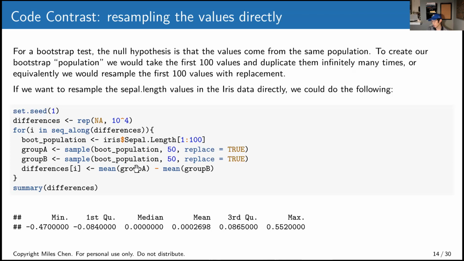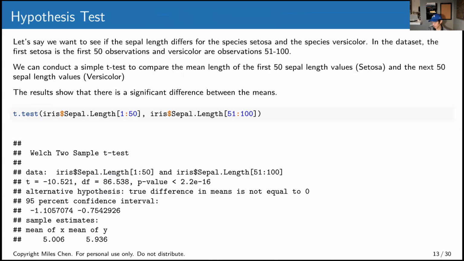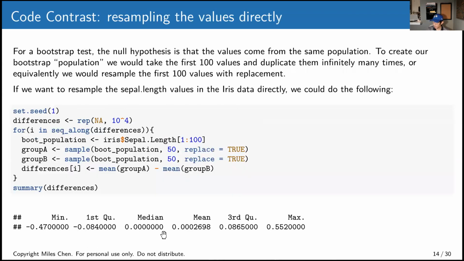We're saying, if they're all coming from the same population, could I get two groups, 50 in group A and 50 in group B, where the means of the two groups have a difference of 0.93, which is the difference I got between the setosa average and the versicolor average? I do this 10,000 times, each time selecting 50 values from that population into group A, and 50 values from the population into group B.